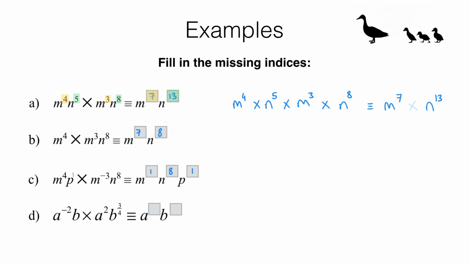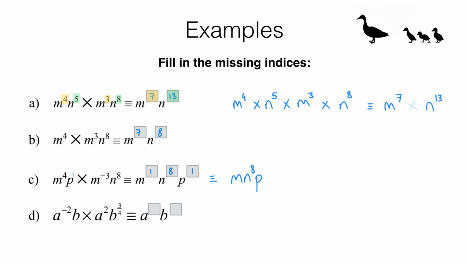But normally, we don't bother writing in indices when they are 1. m to the power of 1 is just the same thing as m. p to the power of 1 is just the same thing as p. So it would be simpler to write this as m, n to the power of 8, p. Let's move on to question D.